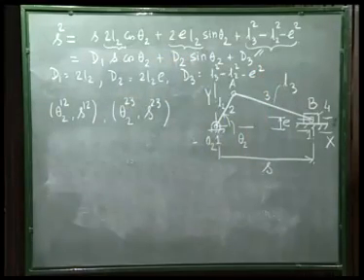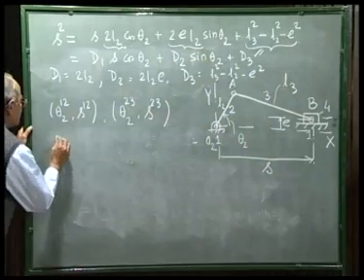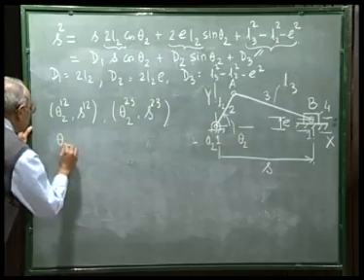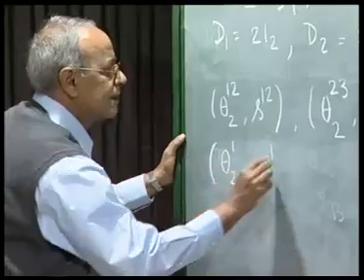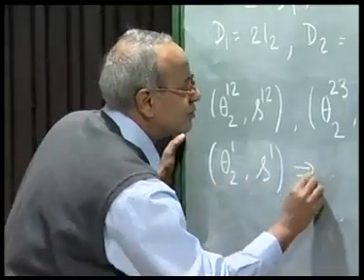For 3-position synthesis, we assume the values of theta 2 and S corresponding to the first accuracy position. So these are assumed.